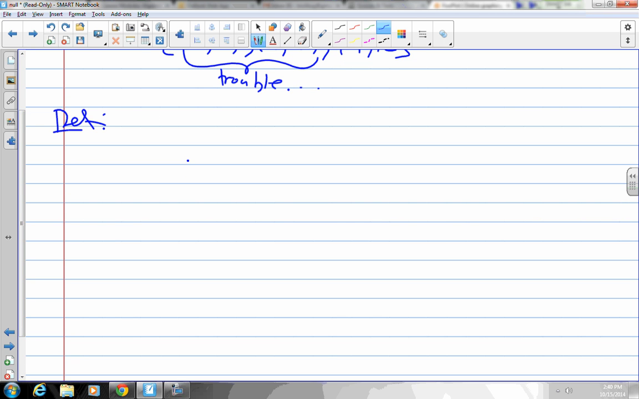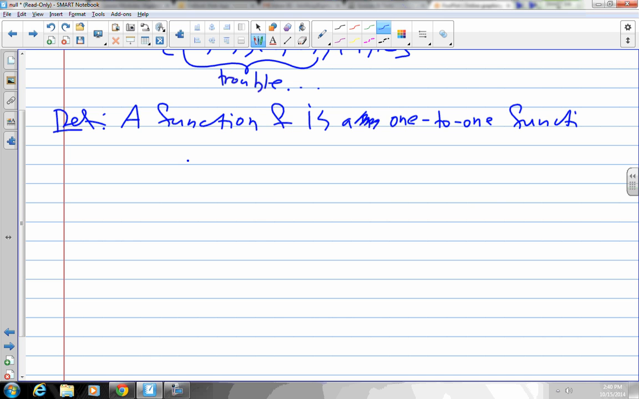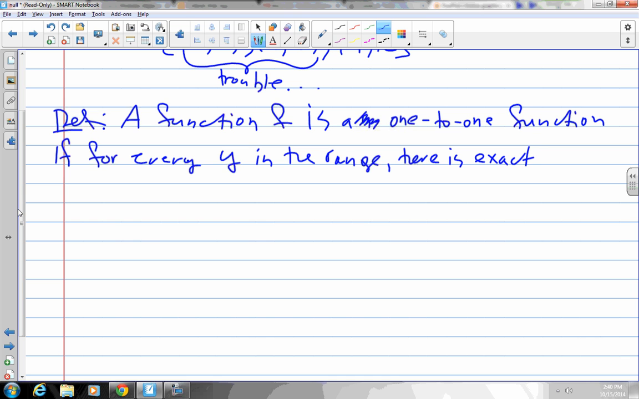Definition, how did I phrase it before? So a function f is a one-to-one function if for every y in the range there is exactly one x in the domain.